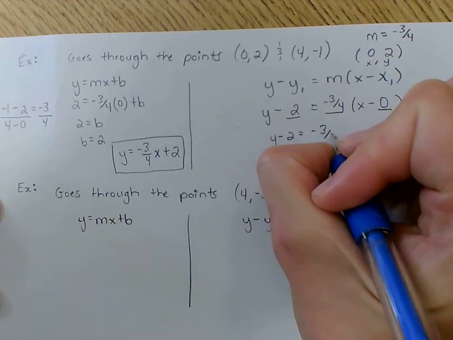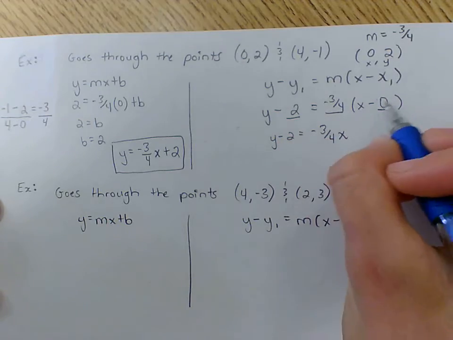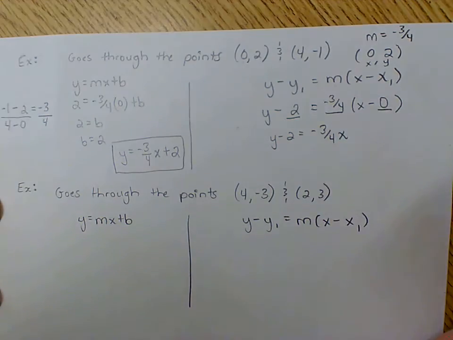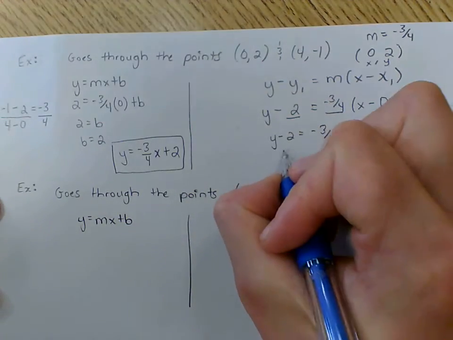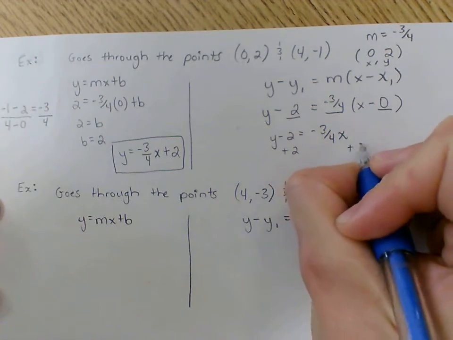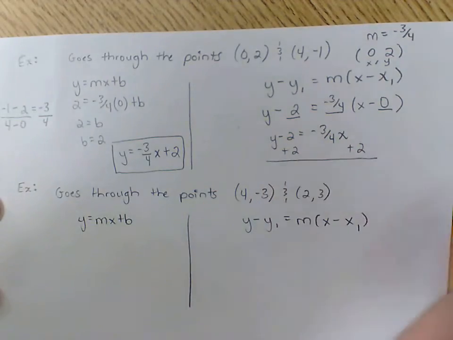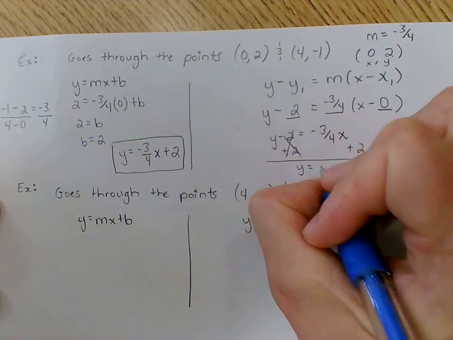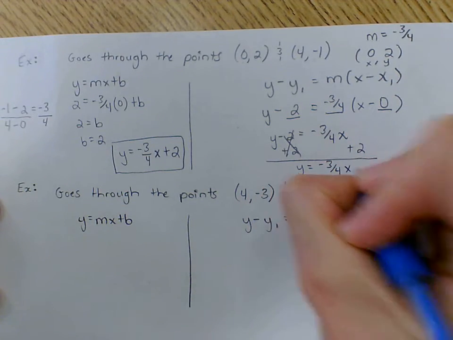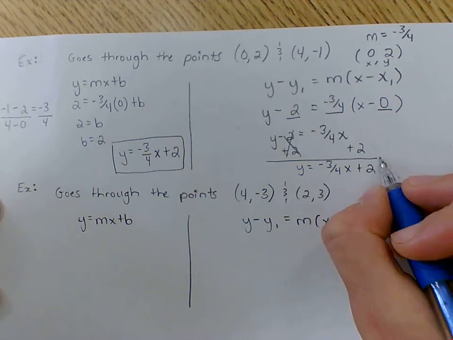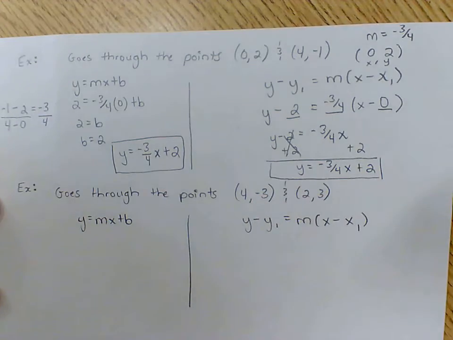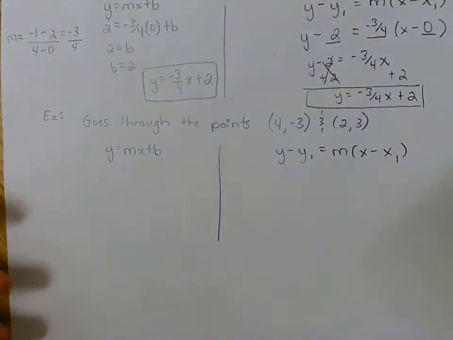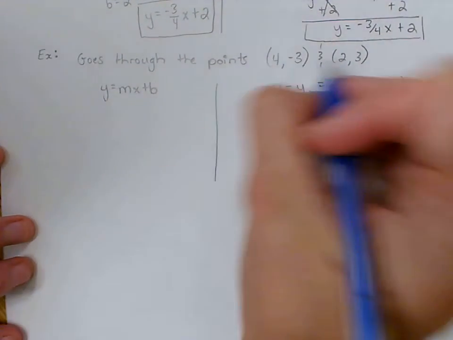So on this side, I just have -3/4 x. If this was something other than 0, remember you'd have to distribute your -3/4. Okay, and then from there, to get y by itself, I have to add 2, and there's nothing over here that's like terms, so I'm just going to put it to the side. These go away, and then y equals -3/4 x plus 2. So there's my equation.